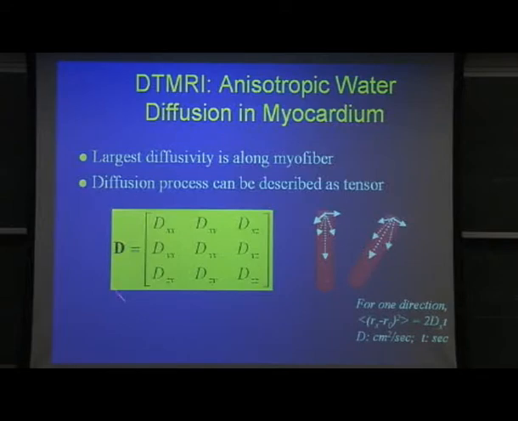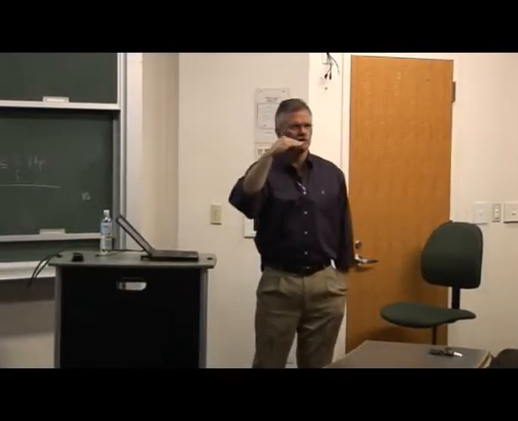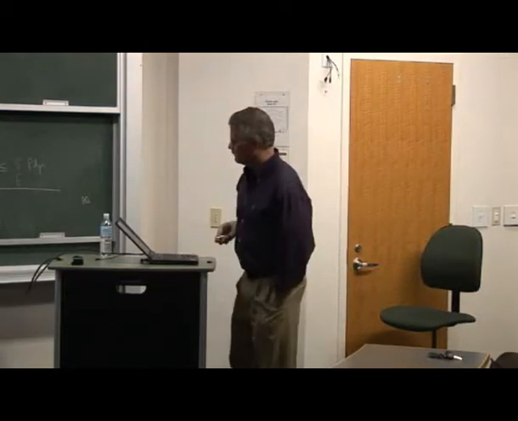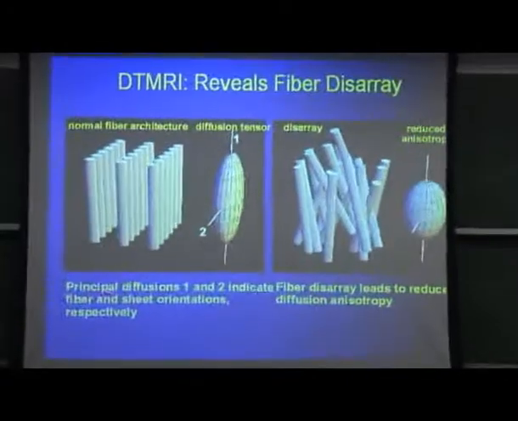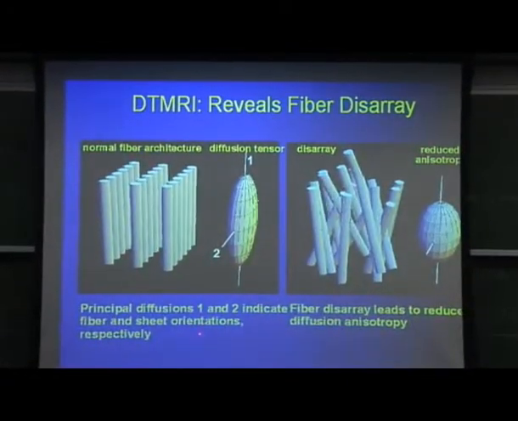And so if you work out this tensor, you can calculate the eigenvalues and eigenvectors and figure out exactly that the water diffusion maps out the fiber orientations. And if you take some of the other eigenvectors, it will map out the sheet orientations as well. I won't go into how that all works, but what it looks like is this. This is kind of a cartoon. If you look at the principal diffusion vectors, they might indicate fiber and sheet orientations.